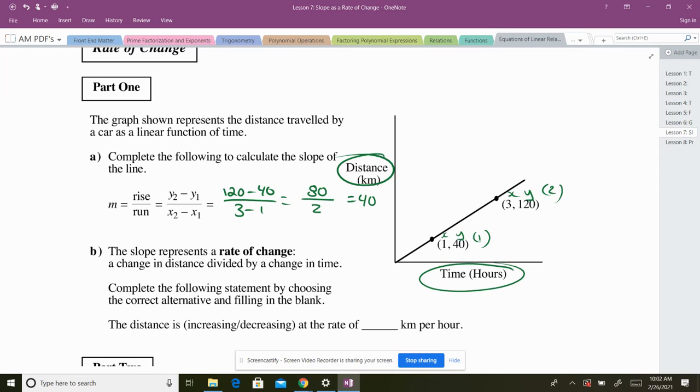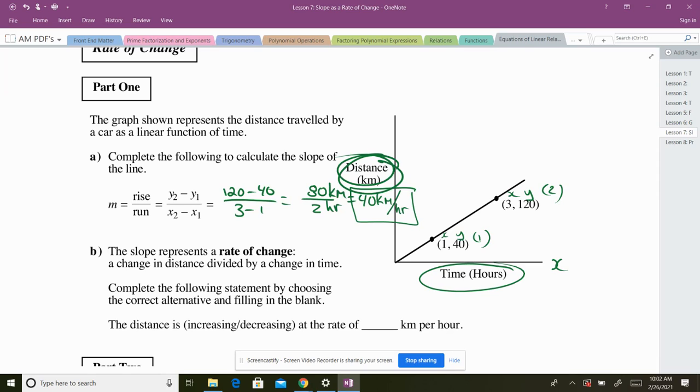Yes? Okay. Now let's look at the units. What are the y units on the y-axis? Kilometers. Okay, so that's in kilometers. What are the units on the x-axis? Hours. This is 40 kilometers per hour. What does that represent? If I say something is going 40 kilometers per hour, I'm telling you the speed, okay?